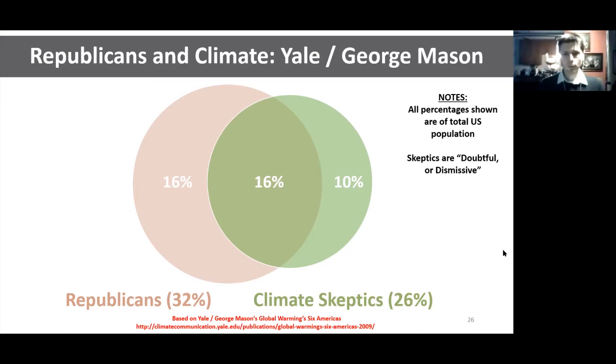And what we find is about half and half, right? 16% are Republicans who accept climate science, 16% are dissenting. And again, I'm using the doubtful and dismissive categories to define climate skeptic in this case. All these numbers on the screen are of the entire U.S. population. So 16% of the U.S. population are Republicans who accept climate science, 16% are Republicans who don't accept it, and you've got about 10% who don't accept climate science who are not Republican, or some other political affiliation. So again, the whole point is just to remember that Republicans are not monolithic in thought, and there's a lot of variety in viewpoints.